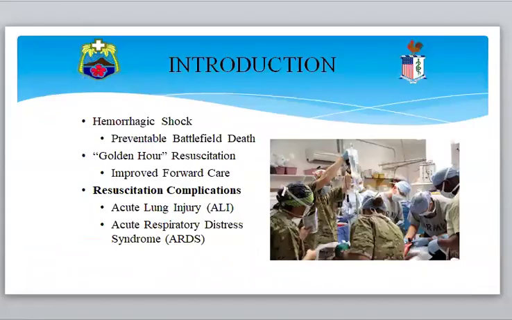In Afghanistan and Iraq, hemorrhage has accounted for 90.9% of pre-hospital and 80.1% of in-hospital deaths from potentially survivable injuries. This has led to the goal of patients receiving hemorrhage control and resuscitation during the golden hour and more forward deployment of medical assets to improve pre-hospital mortality.